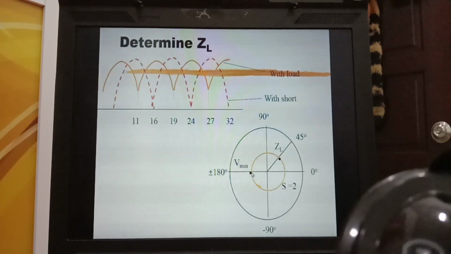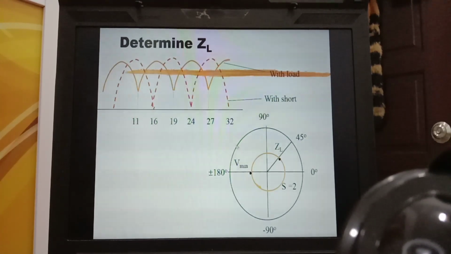We will find the point of minimum voltage, and then a quarter wavelength away we will find the point of maximum voltage, and then another quarter wavelength, we will find the point of minimum voltage, and so on. So that means this point, which represents the location of minimum voltage, corresponds to this point, and also this point.